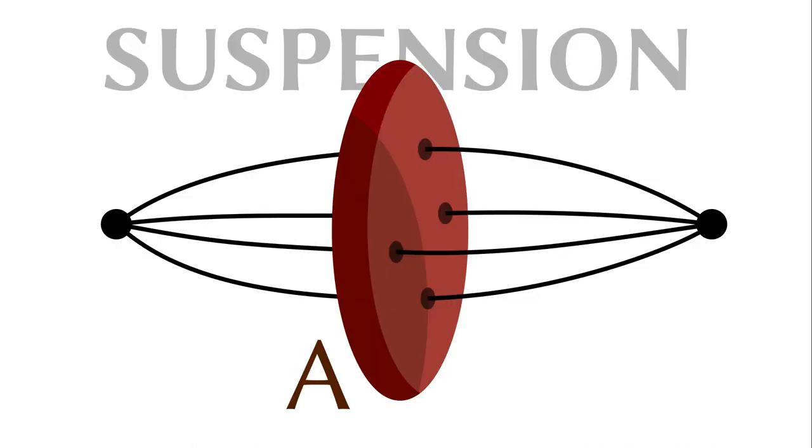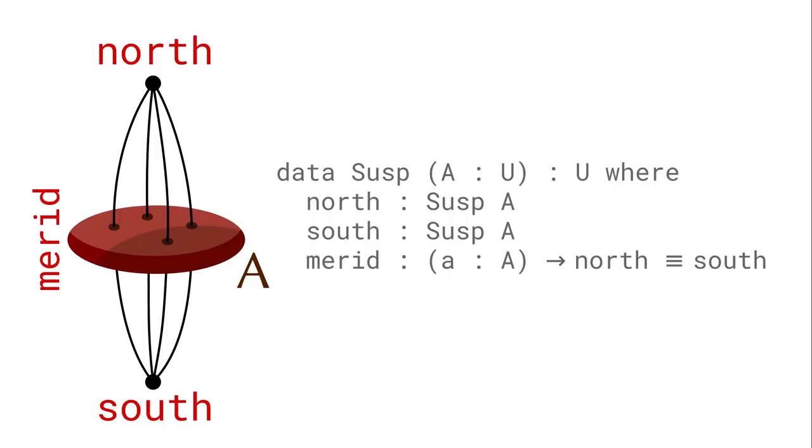With pushouts or coequalizers, we can define many, many interesting shapes. First, the suspension of a type A adds two points and a path between them for every point in A. Let's draw the suspension vertically and name the two new points north and south. The new paths are called meridians, inspired by how we label a place on the Earth.